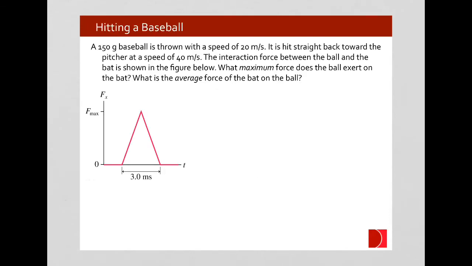Here we have a question where a 150-gram baseball is thrown at a speed of 20 meters per second, and is hit straight back towards the pitcher at a speed of 40 meters per second. The interaction force between the ball and the bat is shown in the figure below. We have the force given as a function of time. What maximum force does the ball exert on the bat?